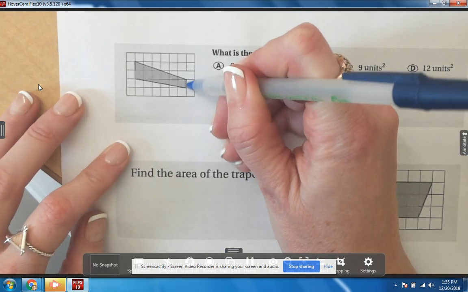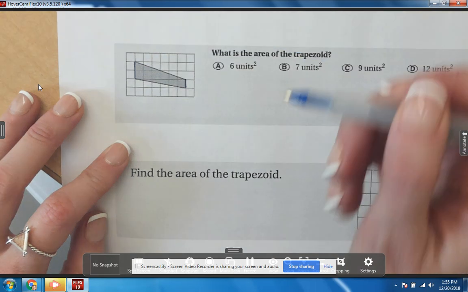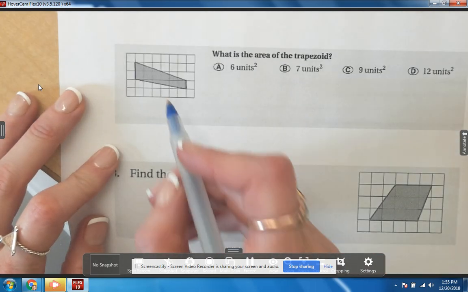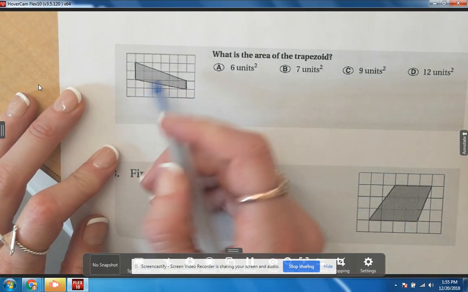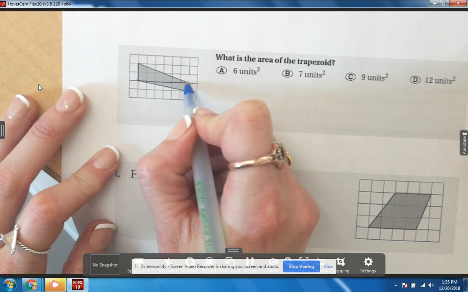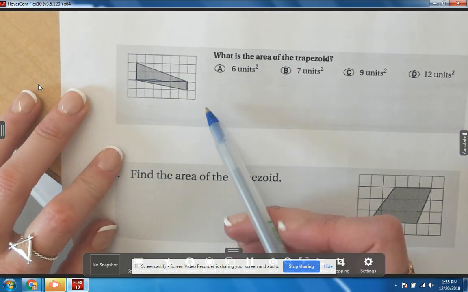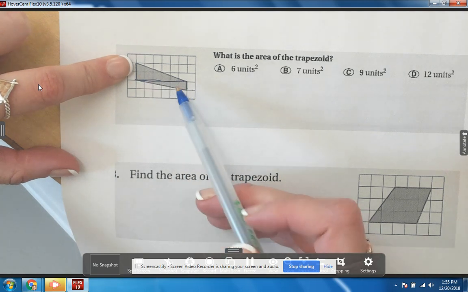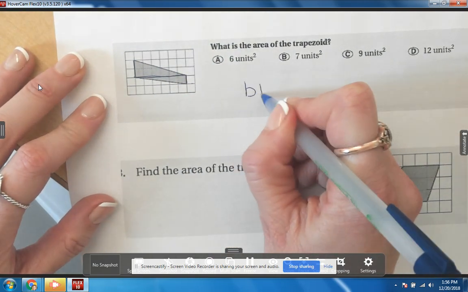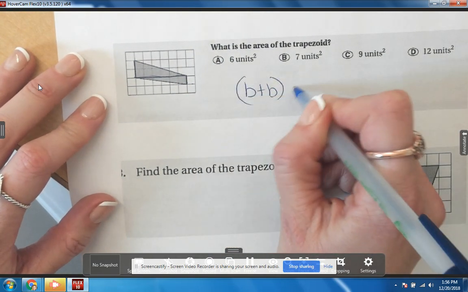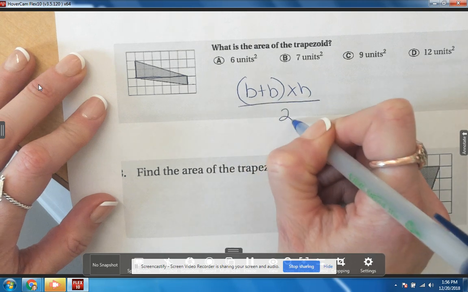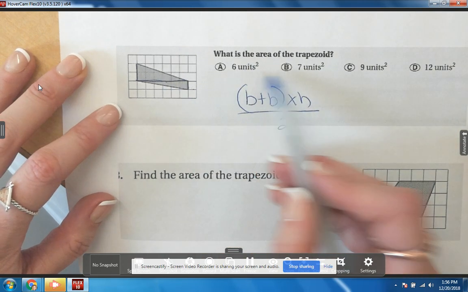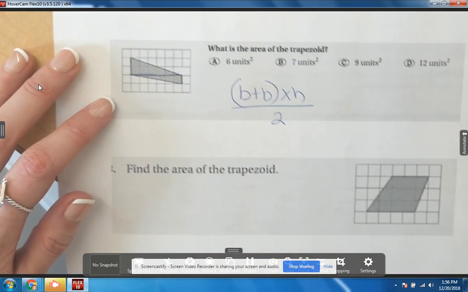So I would say that these two are the bases because they are parallel. You're going to have to draw in a height from one base to the other. So I would probably draw it right here. So see if you could figure out what this base is and what this base is and what this height is. So then remember, your formula is base plus base times the height divided by 2. Okay, so see if you could try that one. And it is multiple choice, so hopefully you'll see your answer.